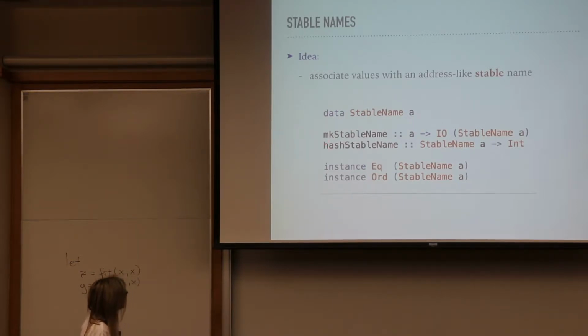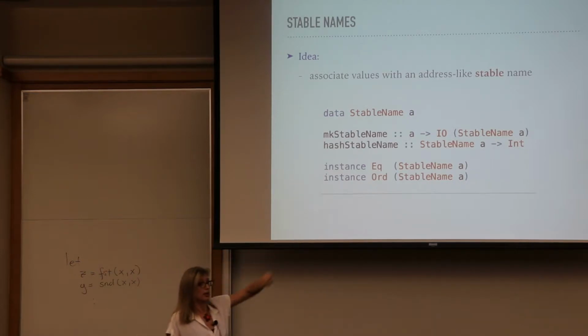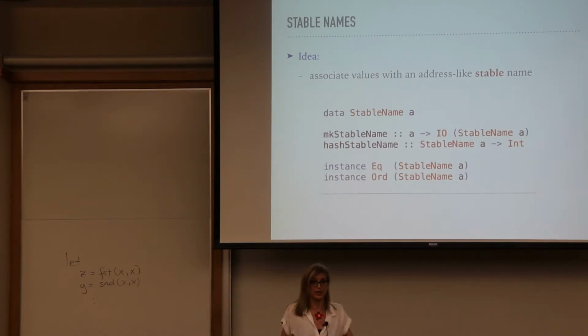Then we have hash stable name, which given a stable name returns an integer. It doesn't necessarily have to be unique. In practice, it often is, so it's a very good hash key if we want to maintain a hash table where we look up the names. And then we can compare stable names for equality and order.